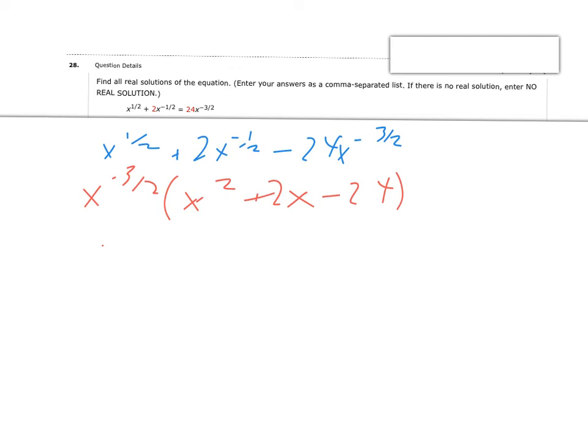All right, and so then I can refactor the inside there. It's going to be x plus 6, x minus 4. And so I can set all of these equal to 0.